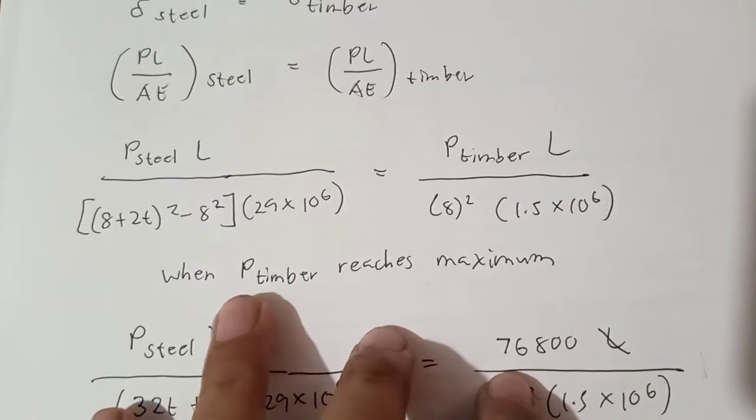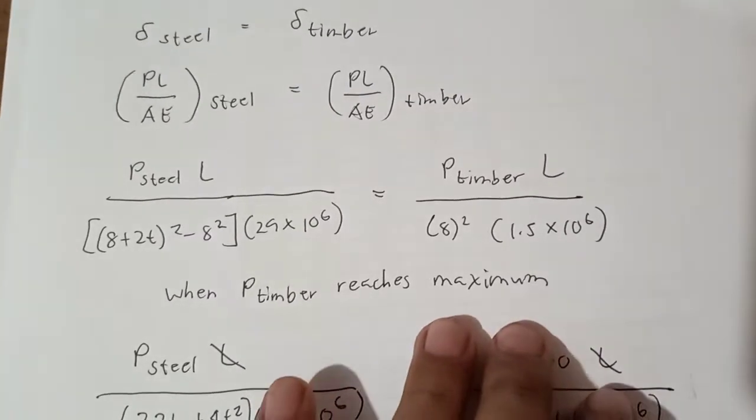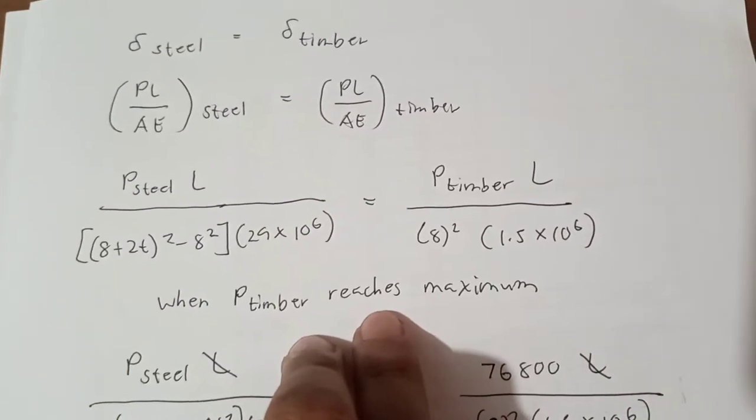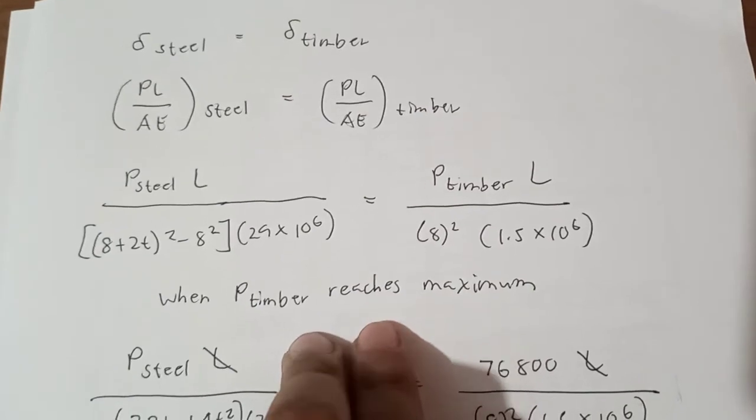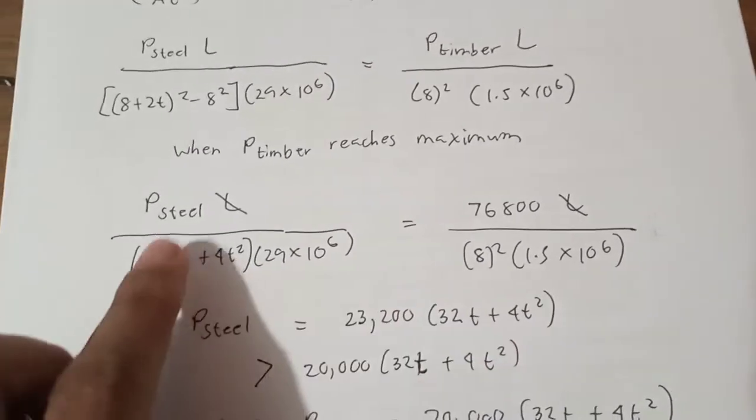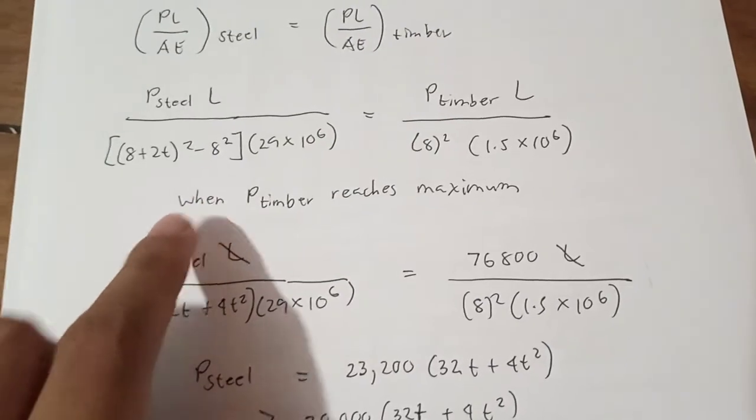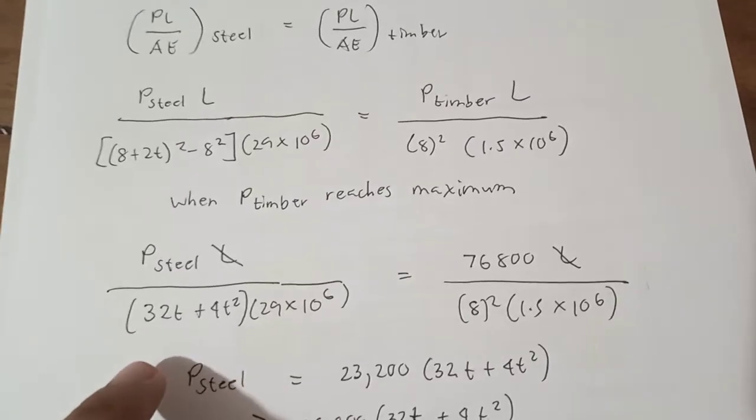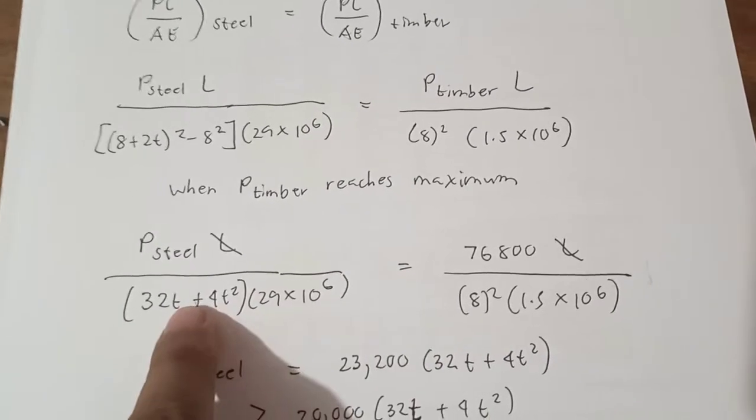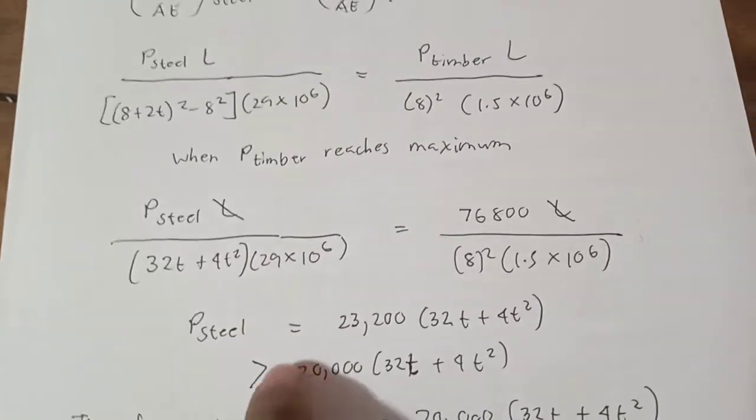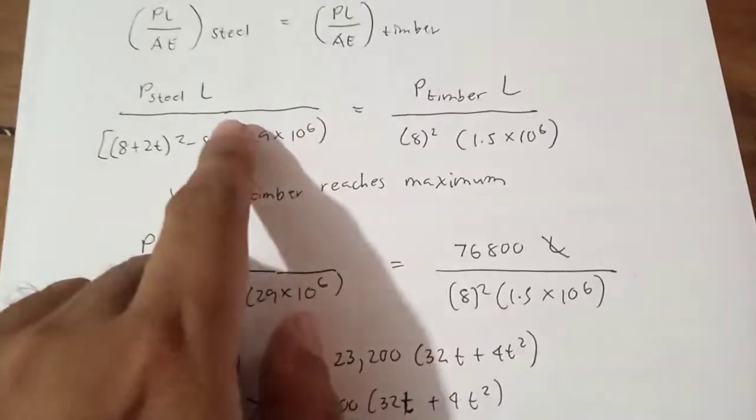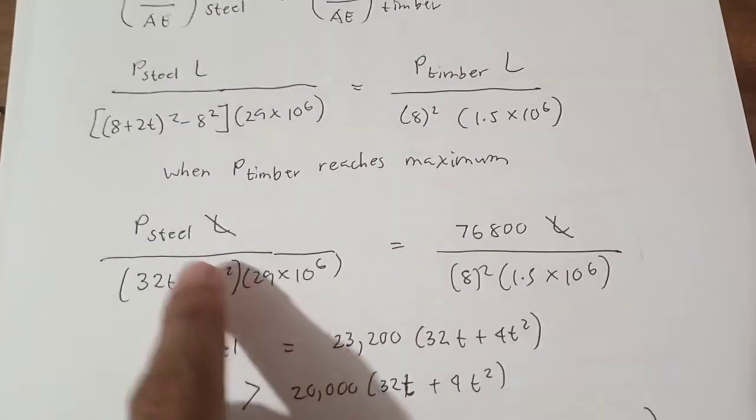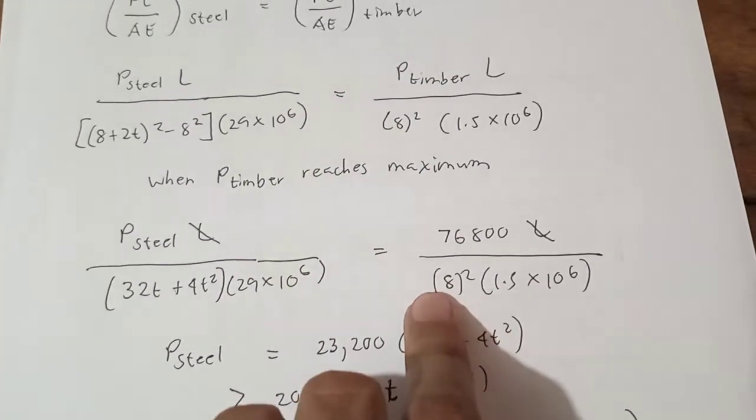So we assume that the timber will reach maximum first. If timber is the one to reach maximum, let's test if steel will not exceed its maximum value. It's just an assumption. Here, L is not given, so we take it that the length of the steel and timber are the same. So PL over AE for steel is equal to PL over AE for timber.